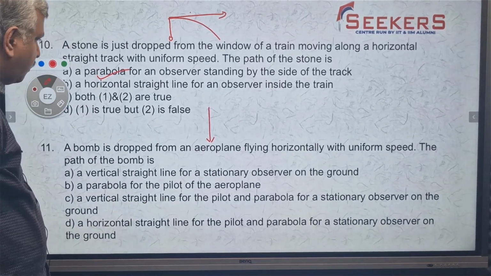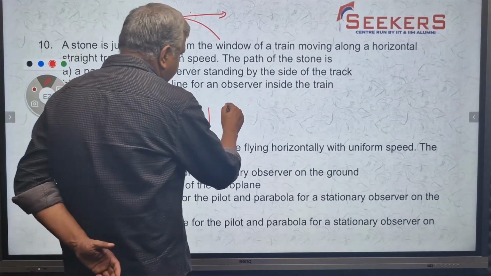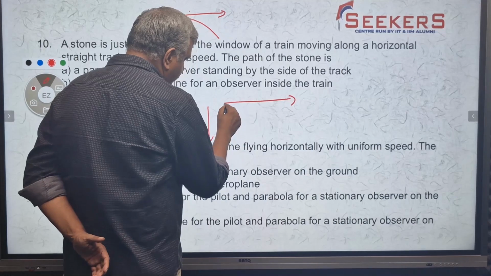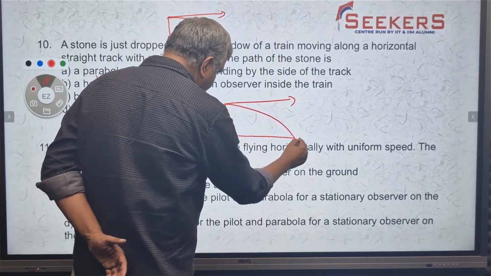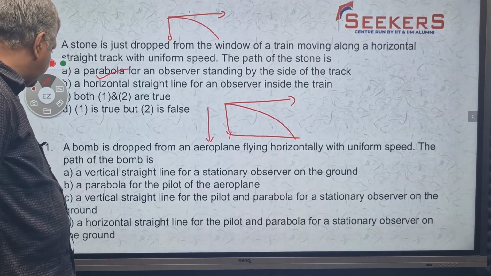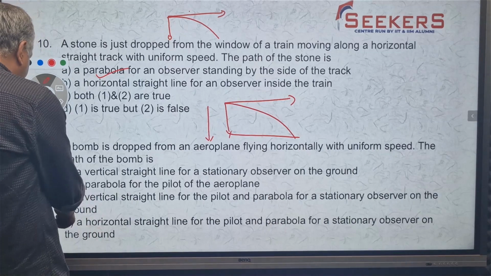A bomb is dropped from an aeroplane flying horizontally with a uniform speed. The path of the bomb. So this is the plane going with the uniform speed, and if a bomb is dropped, because of the horizontal velocity, it will again take a parabolic path. A parabola for the pilot of the aeroplane is wrong. A vertical straight line for the pilot is the correct one. So option C is the correct one.